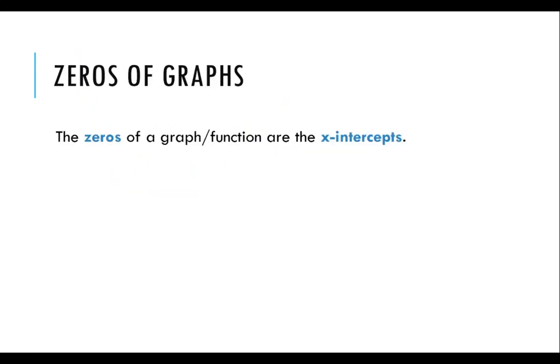Zeros of a graph. Now pay attention very closely to this word. The zeros of a graph or a function are always the x-intercepts. So anytime, and this word's going to keep popping up over and over again in pre-cal, the zeros of a graph are the x-intercepts. Every time, all the time.